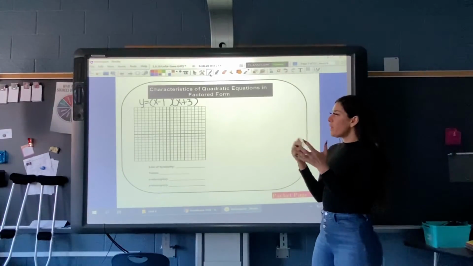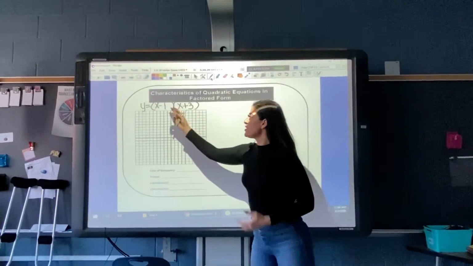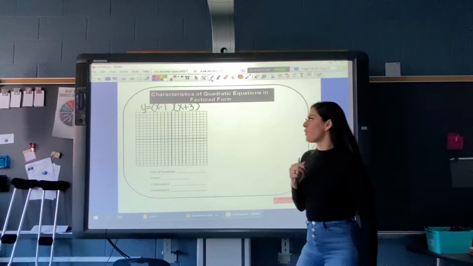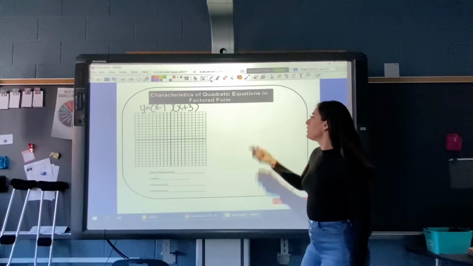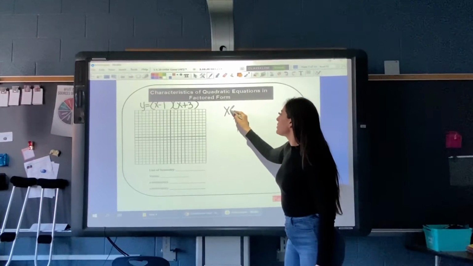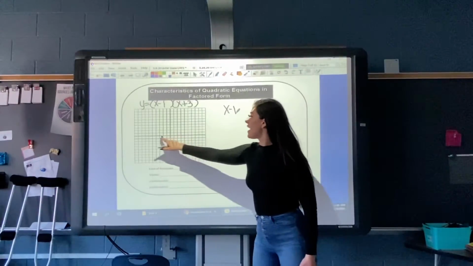Today we are going to be covering characteristics of quadratic equations in factored form. Where I want to start is: what information are we getting from the factored form of a quadratic equation? Well, the most important thing that we're getting is where it crosses the x-axis.